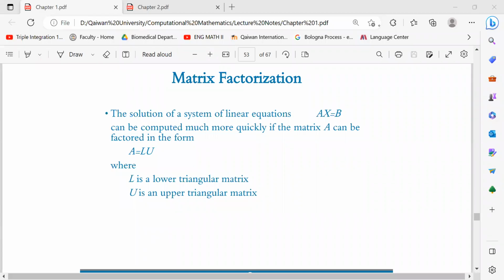In the previous lecture, we studied two methods for solving linear systems. They are Gauss elimination and Gauss-Jordan elimination. We now have another method for solving a linear system, which is matrix factorization.